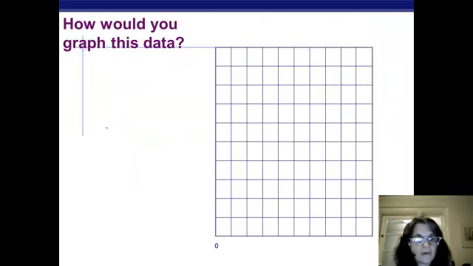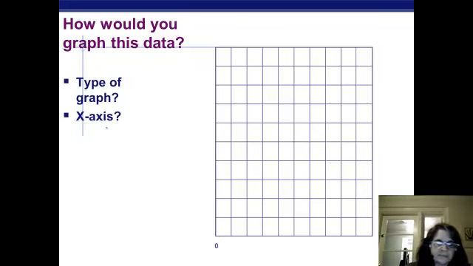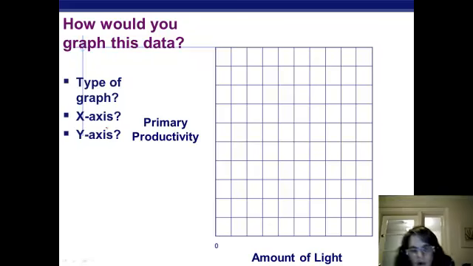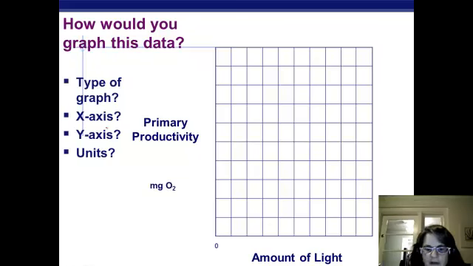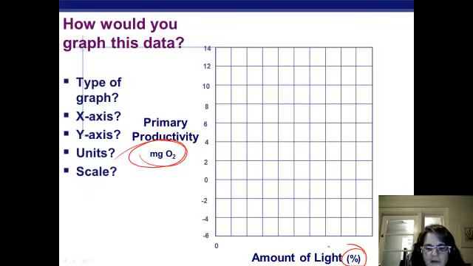Okay? We would graph this data. We would use a line graph because we've got numerical quantities on each axis that we can plot. Our units, primary productivity was in terms of milligrams of oxygen. Our amount of light was in percent from 0 to 100. Our scale would need to be something like that. You remember you need to put in an appropriate scale.